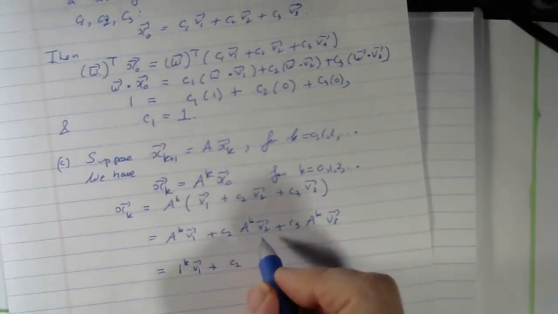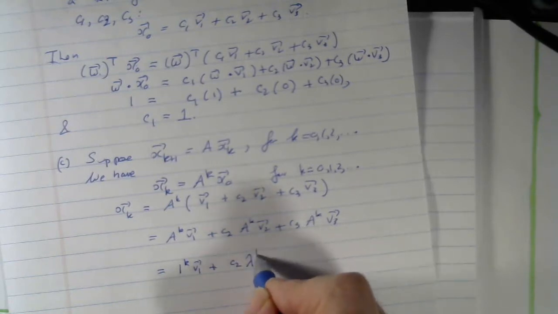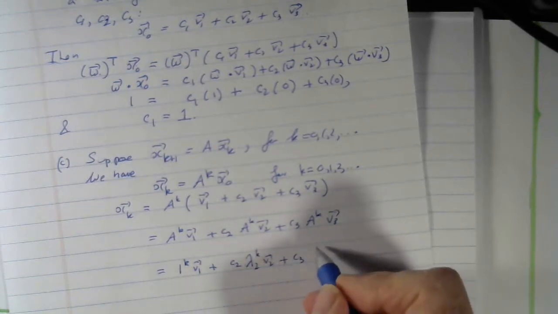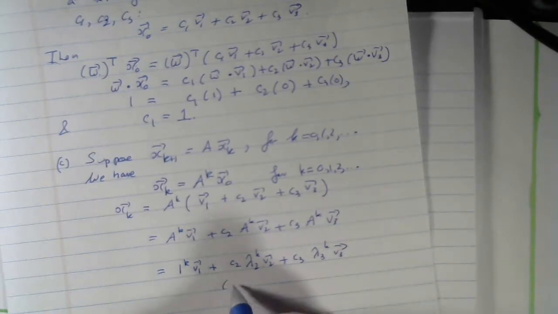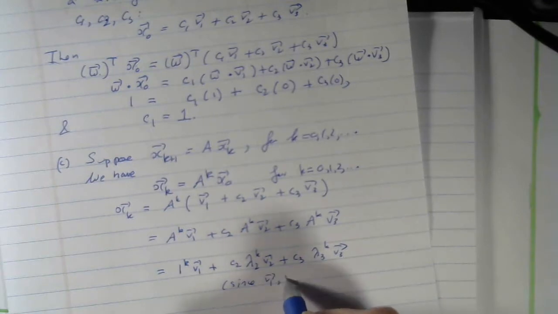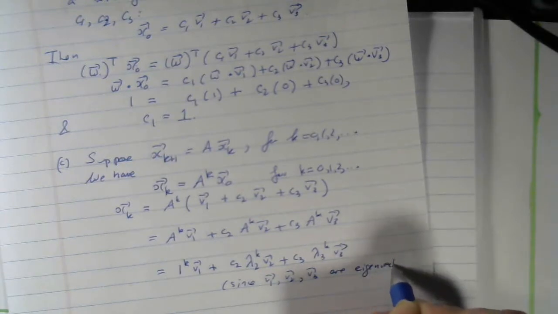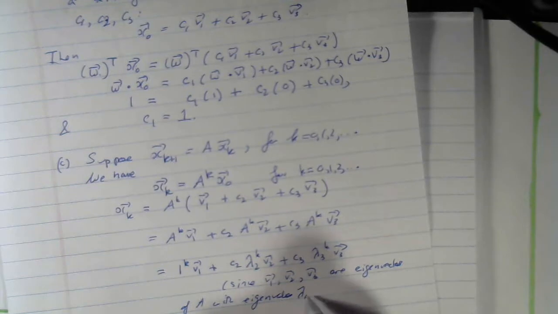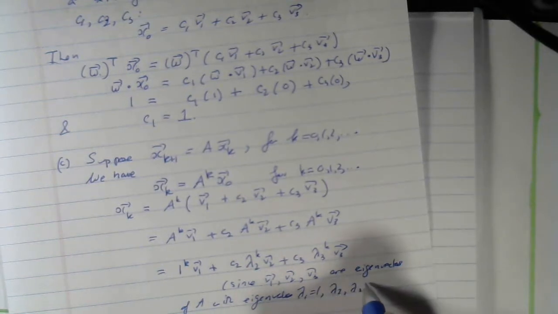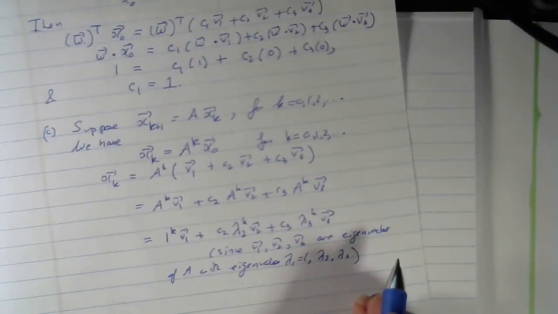And since v2 is an eigenvector with eigenvalue lambda 2, this will be lambda 2 to the k v2. And likewise, the last one will be lambda 3 to the k v3. So that's since v1, v2, v3 are eigenvectors of A with eigenvalues lambda 1 equals 1, lambda 2, and lambda 3. So it's important to give the reason here, what's going on.